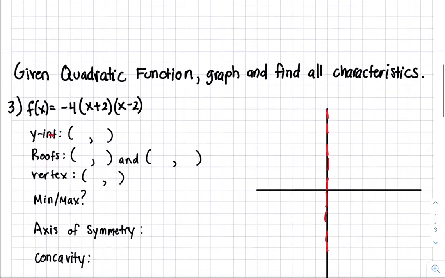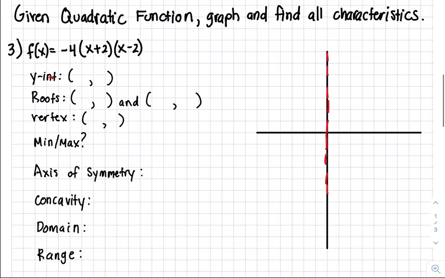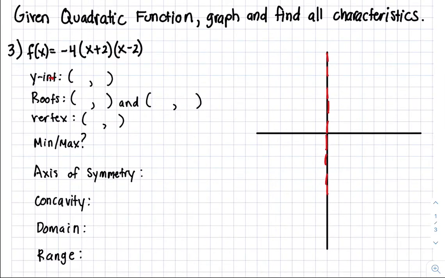Number 3. Okay, so this is in factored form. You guys know this is in factored form because you literally see the factors of this quadratic, x plus 2 and x minus 2, the linear factors. Okay, so y-intercept, still the same thing. That's when x is equal to 0. So f of 0 is equal to negative 4 times 0 plus 2 times 0 minus 2, which is negative 4 times 2 times negative 2, which is not 8, sorry, 16. So remember, your x value is 0, your y value is 16.